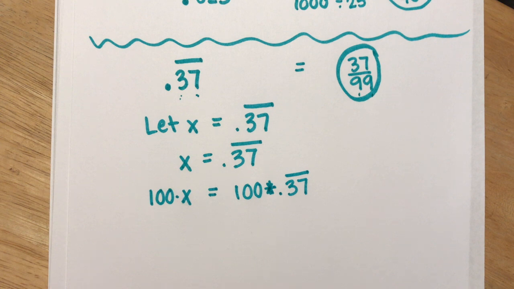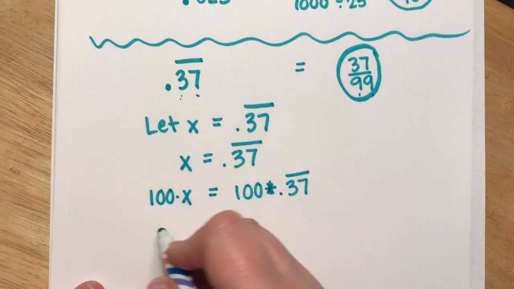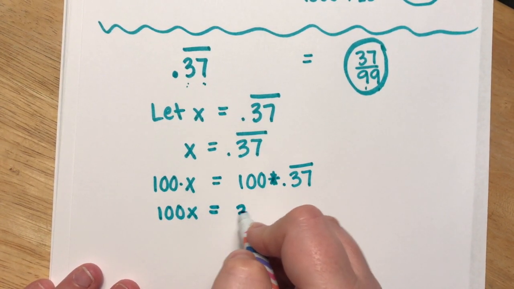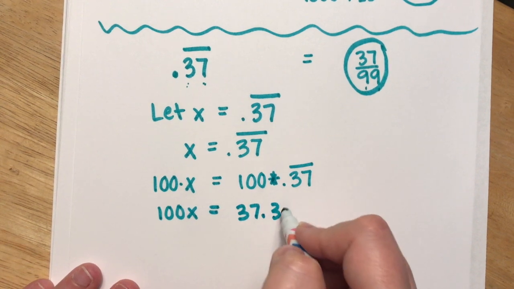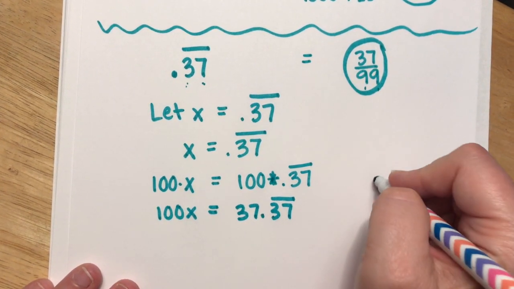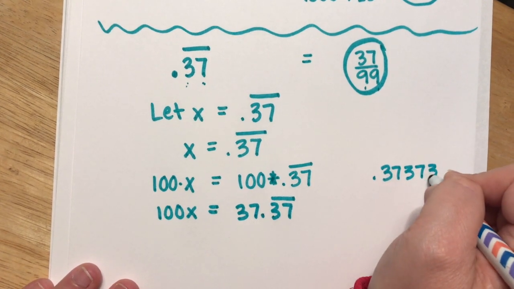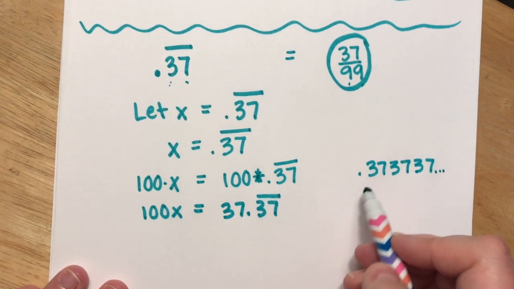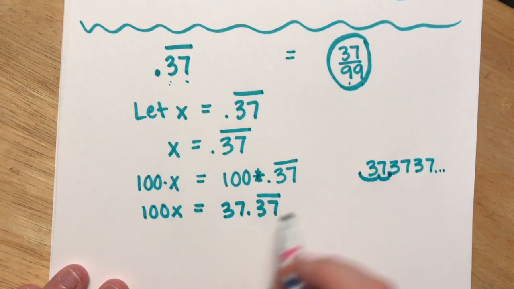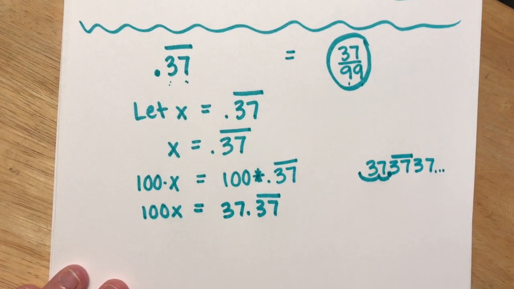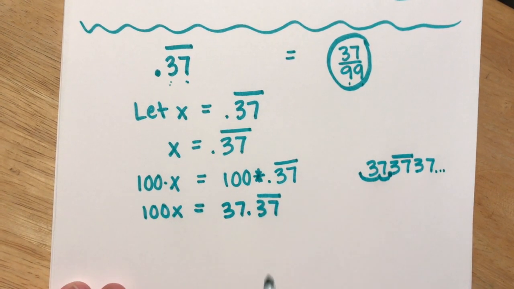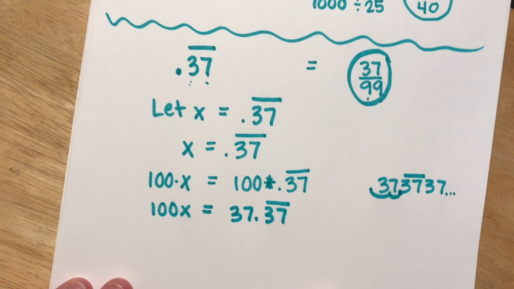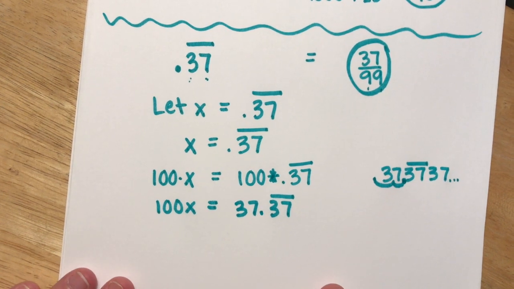And the purpose behind it is to make sure I end up with this. On this side, I'm going to end up with 100x. And on this side, this is where I want it. I'm going to end up with 37 and 37 hundredths repeated, because this number goes on and on and on. Essentially, since this goes on and on, I just moved this over 2, so I got my whole number, and then the rest of it is still going to be 37 repeated, okay? So this is what I end up with. So I end up with 100x equals 37 and 37 hundredths repeated, okay?